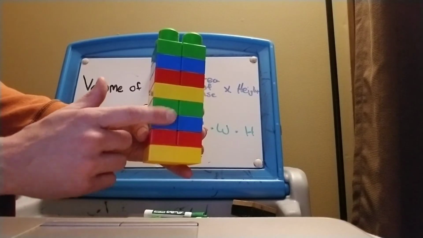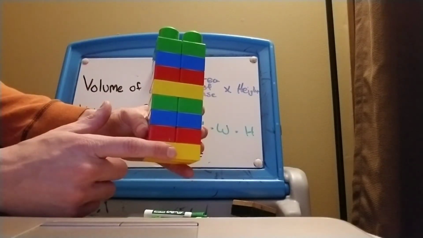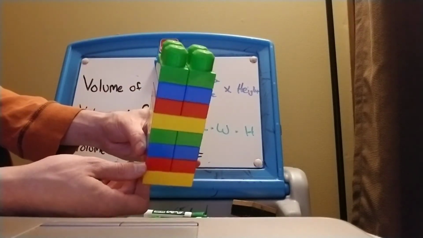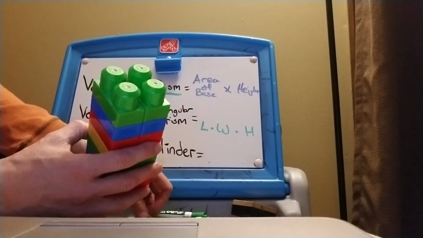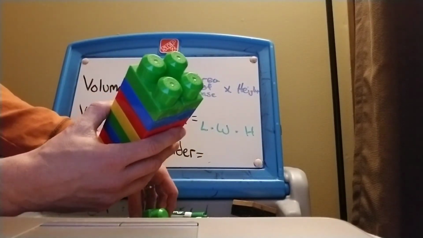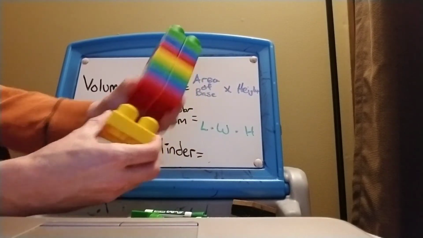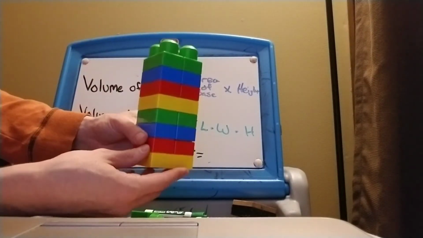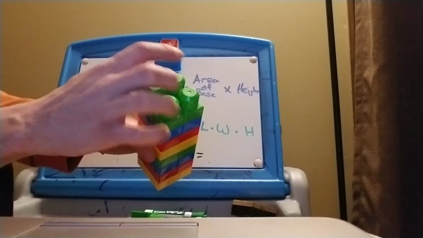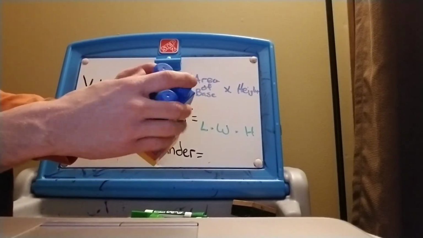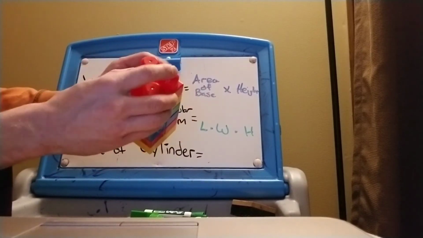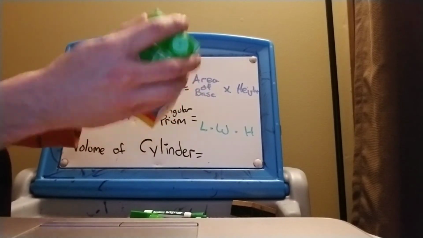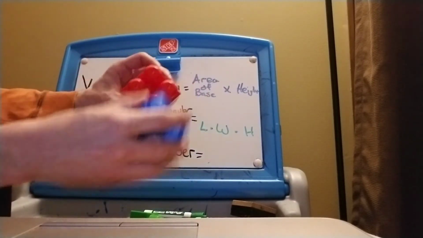Your height is 1, 2, 3, 4, 5, 6, 7, 8. So that means the volume of this rectangular prism, how many of these it took to make this, is that area of 4 multiplied by 8 layers, because 8 is the height. 4 times 8 is 32. 1, 2, 3, 4, 5, up to 32.